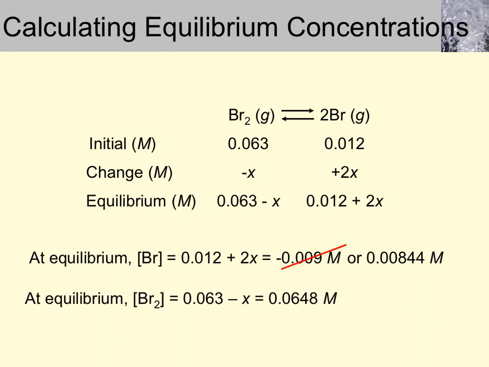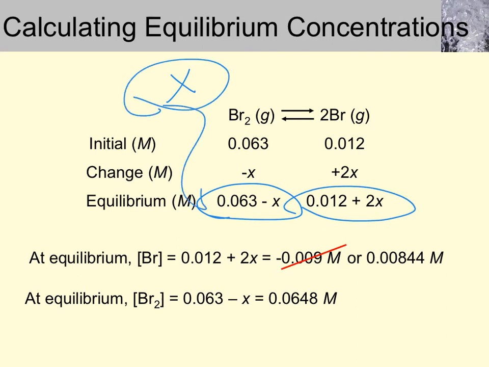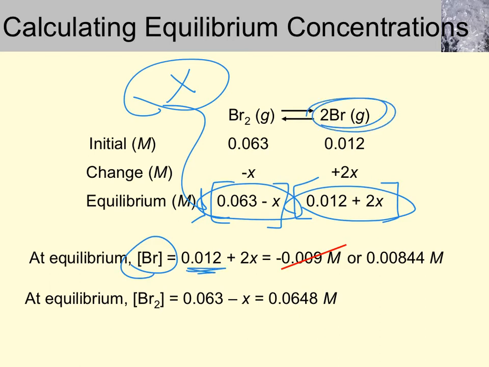All right, so realize that solving for x doesn't necessarily answer the question. The question asked you, what is the equilibrium concentration of the reactants and products? So you're not done when you find x. You have to go back and plug x into these equilibrium concentrations. So let's do the product, the atomic bromine, first. 0.012, okay, plus 2x. So there are 2 possible values of 2x.